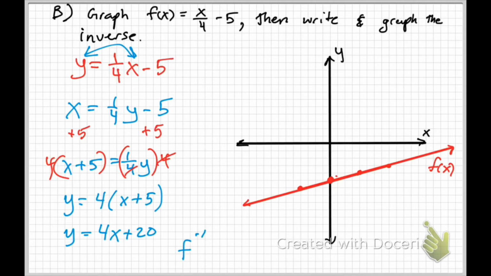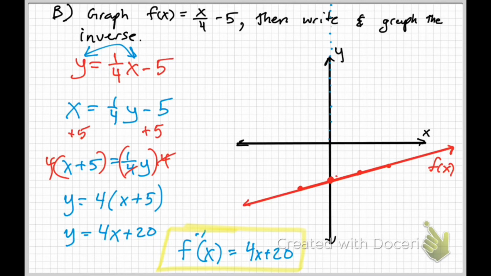So f inverse of x is equal to 4x plus 20. So that's my inverse function. Now to graph this, notice that my y-intercept is 20. So I'm going to go 1, 2, 3, 4, 5, 6, ... 17, 18, 19. So 1 unit above the top of the screen here is 20. And then I'm going to go over down 4.